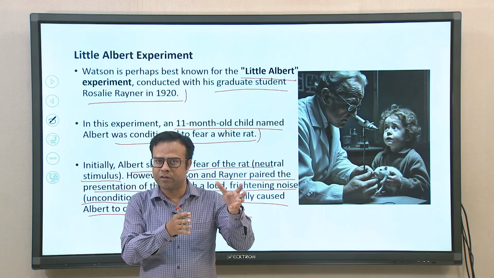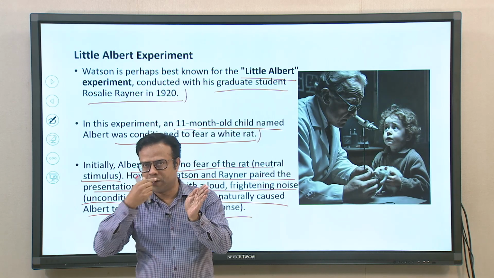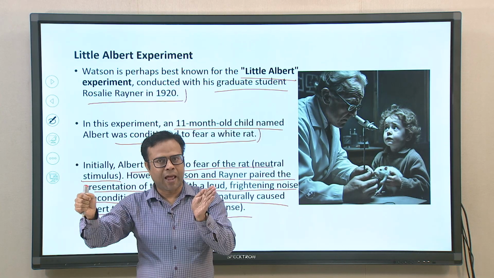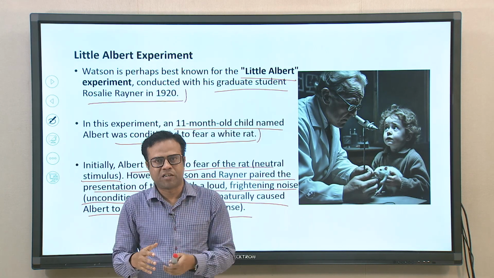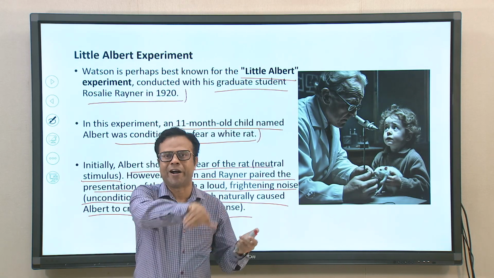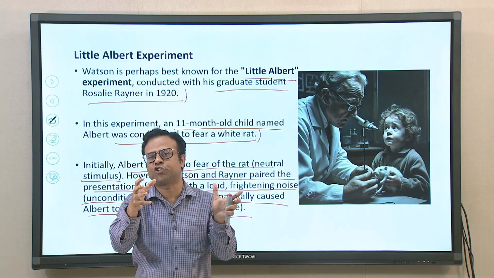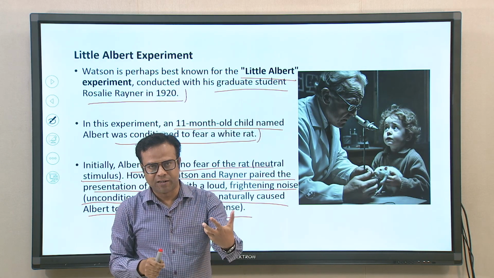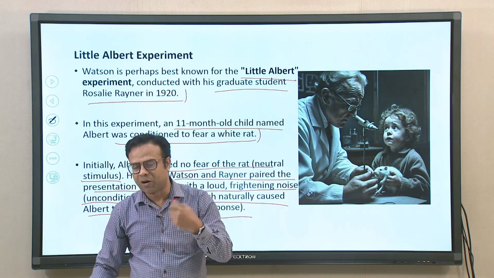They associated a neutral stimulus, the white rat, of which Albert was not afraid, with an unconditioned stimulus, that is a very loud sound, and because of this association the child started crying. So, after some time this whole fear got associated with the white rat. Albert was not at all afraid of the white rat earlier, but now because of this association with the loud sound, Albert started becoming afraid of the white rat and started crying whenever he saw it. So, this is a new learned response through classical conditioning.